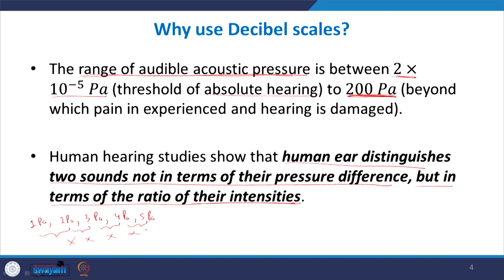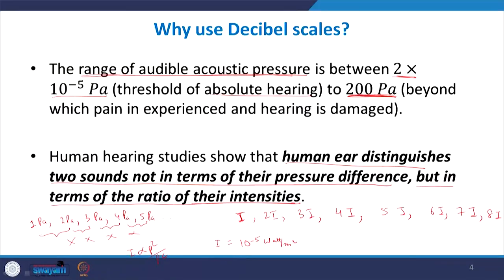On the other hand, let us say the intensity is roughly proportional to p squared by rho c, so it is proportional to p squared. Now instead, we expose the ear to sounds of intensity I, 2I, 3I, 4I, 5I, 6I, 7I, 8I and so on, where I is some standard sound intensity. You can start with, let us say, 10 to the power minus 5 watts per meter square, then double it, triple it and so on. We are increasing it linearly, but the human ear will not be able to distinguish them as well.